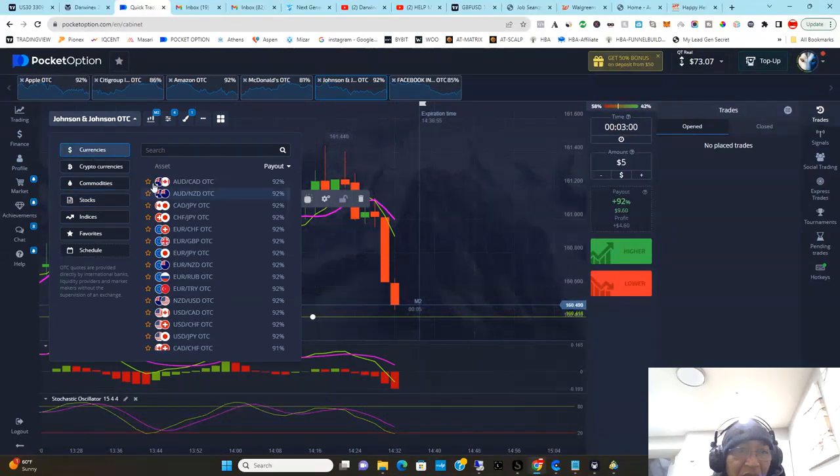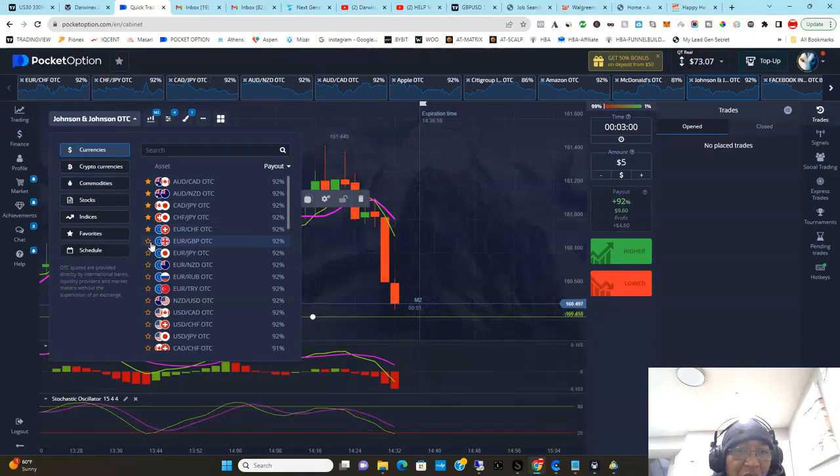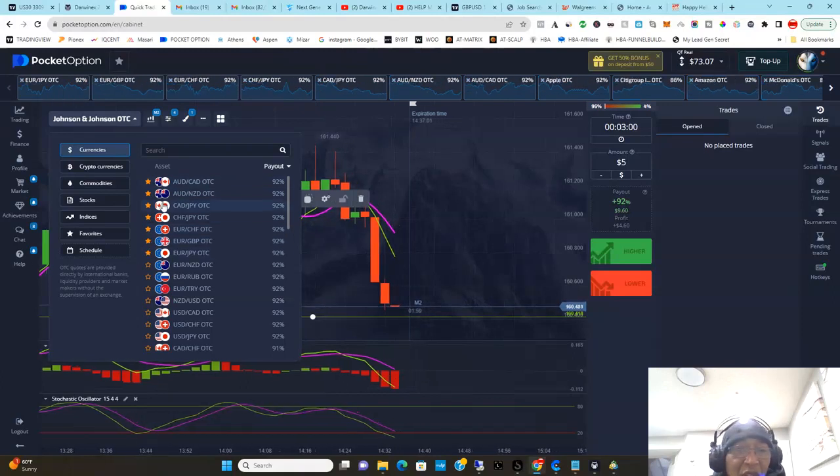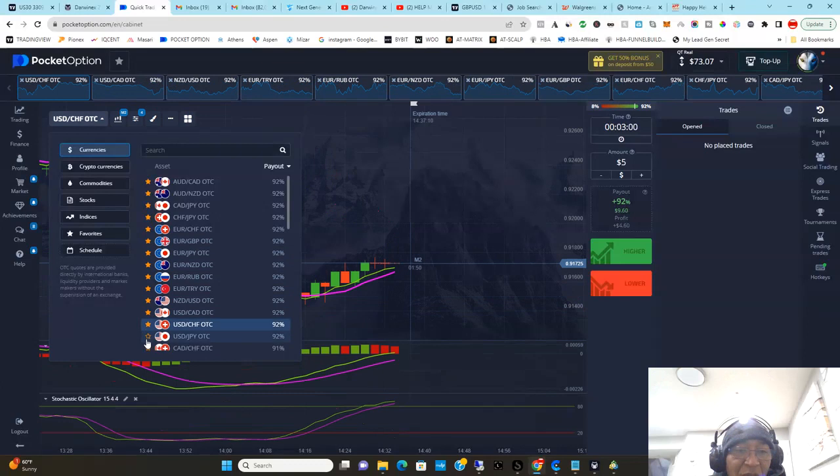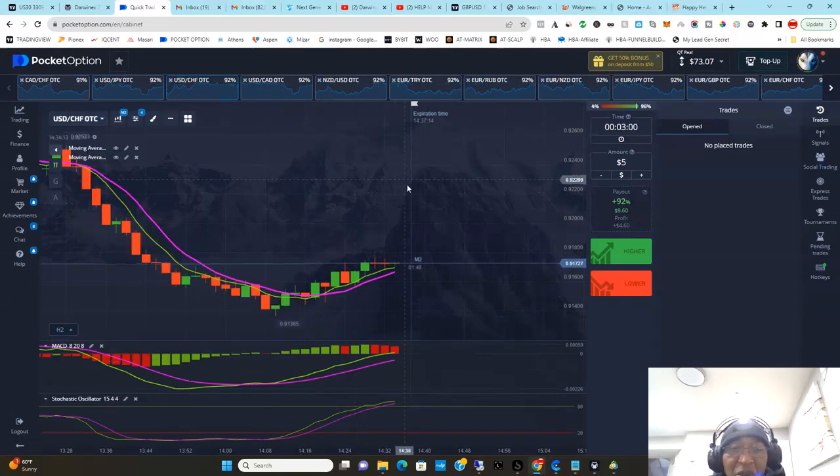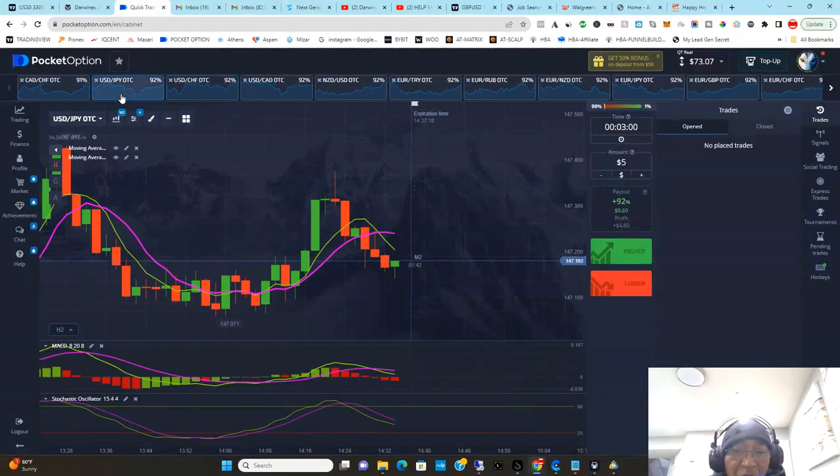Let's try currencies and let's favorite some of these assets. They're all paying 92%. So that means for every dollar you put in, you get $1.92. You put in $1, you make $1.92. You can do that all day long, 24/7, 365 days a year. So there's no excuse saying that, oh, I cannot trade because I'm too busy.